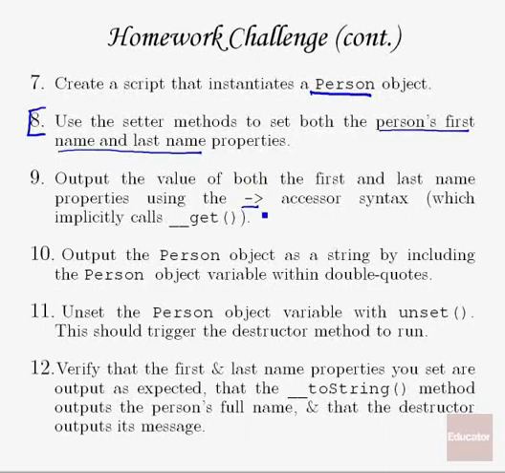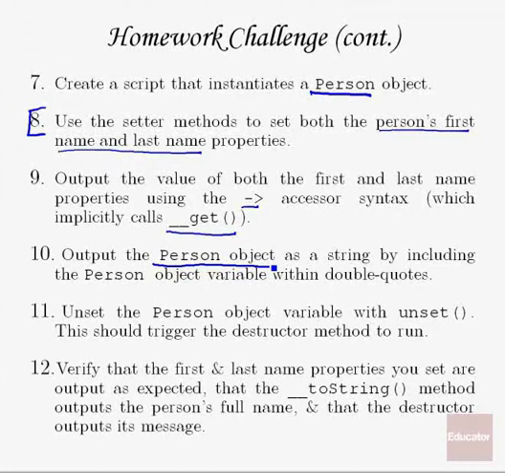And then what this is going to show you is that when you use this accessor syntax on private properties, PHP is automatically going to call that get method that we defined that allows you to get access to those properties. Then I just want you to output the person object as a string by basically including it in double quotes with echo. What that's going to do is convert it to a string, which means PHP is going to implicitly call that toString method, so that the full name should be output.